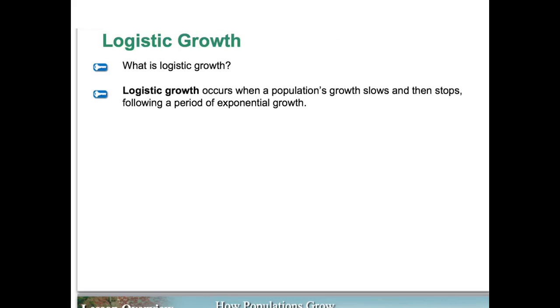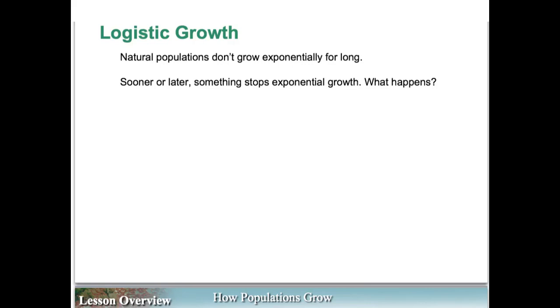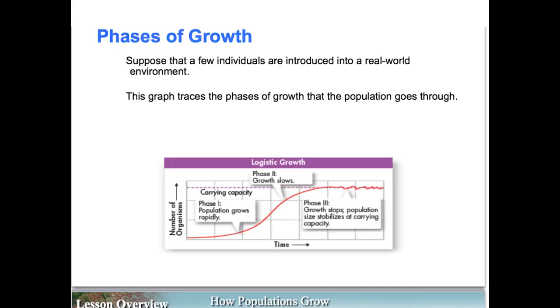Now that we've discussed exponential growth, let's talk a little bit about logistic. Logistic growth occurs when a population's growth slows and then stops following a period of exponential growth. Natural populations do not grow exponentially for long. Sooner or later, something stops that exponential growth. Let's talk for a little bit about what happens.